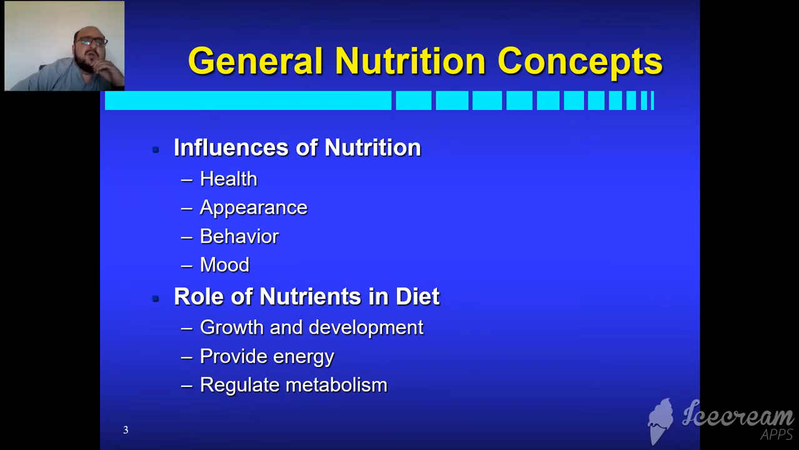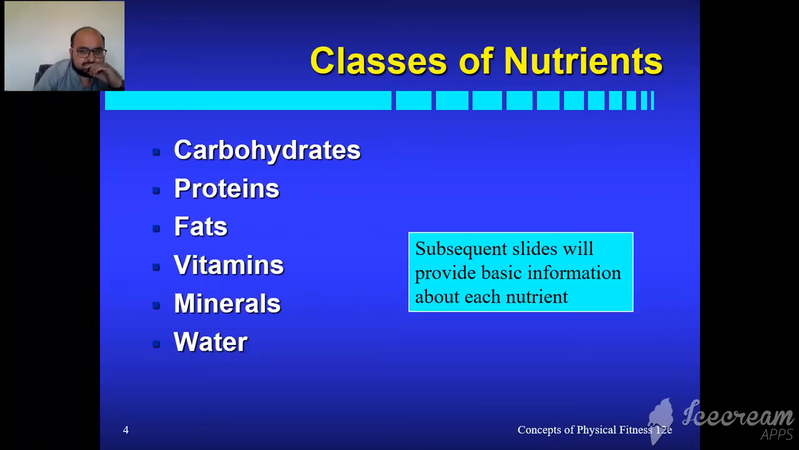Macro and micronutrients, both of them are required in a particular amount. So the role of nutrients in diet is growth and development. It plays a very significant role in growth and development. It can also provide energy and it can also regulate your metabolism.